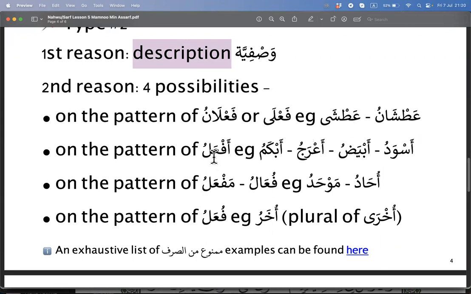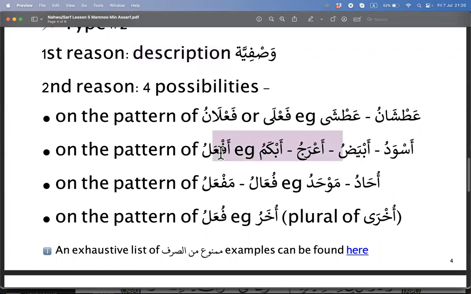I think we've seen this quite a lot actually. For example, akbar, Allahu akbar. Akbar, ahkam, right? Easy to remember. Abyad, aswad. Aswad means black. Exactly. So very easy to remember this.